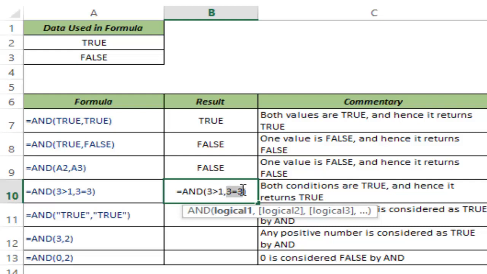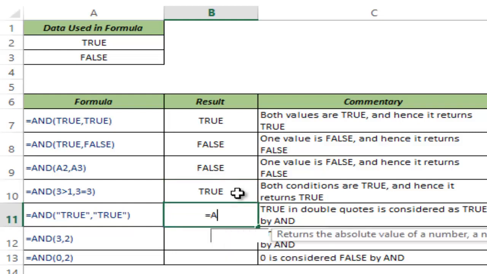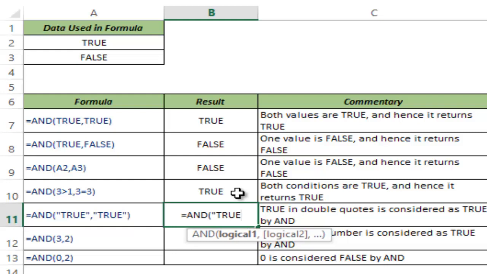Similarly, if I analyze this, I know this will be true because 3 is equal to 3. So I press Ctrl Z to come back. Since both of these arguments are true, AND returns a true here. Also, if a true is within double quotes, Excel considers it as true, and same is the case with false as well. So even this is in a double quote and it considers this as a logical value, true or false, and hence it returns a true.